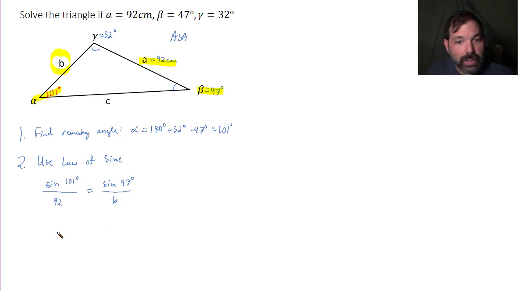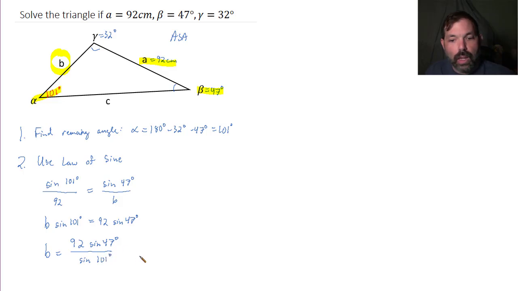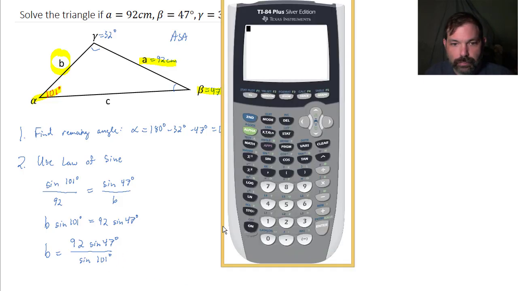Now we can use a little bit of algebra to isolate B. Let's use cross products. B sine 101 degrees is 92 sine 47 degrees. And then use a little bit of algebra again. So B is 92 sine 47 degrees divided by the sine of 101 degrees. I'm not going to do any calculations yet, not until I write that exact form. Now I'll bring up my calculator and actually calculate this.